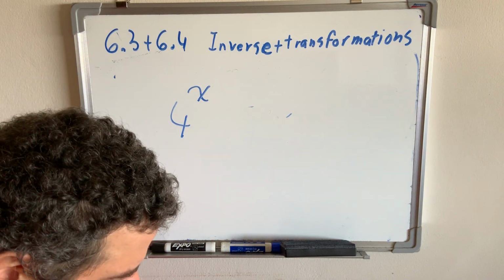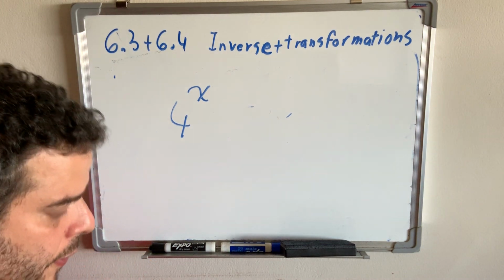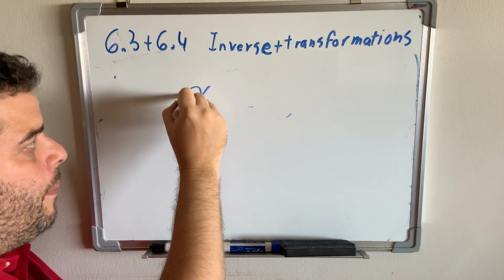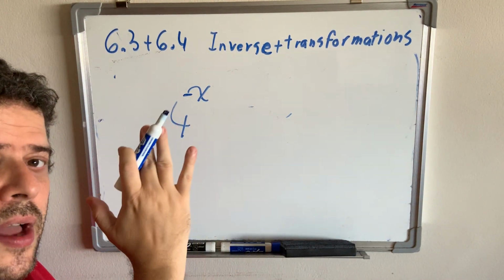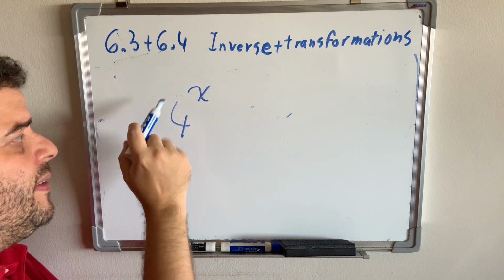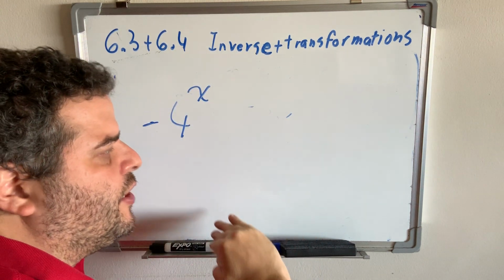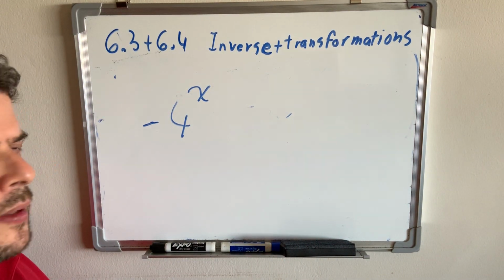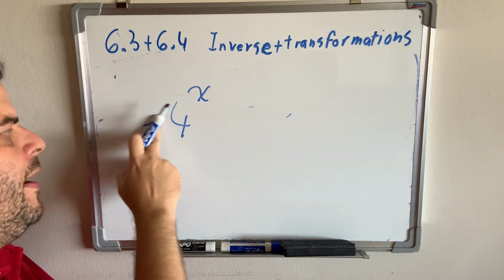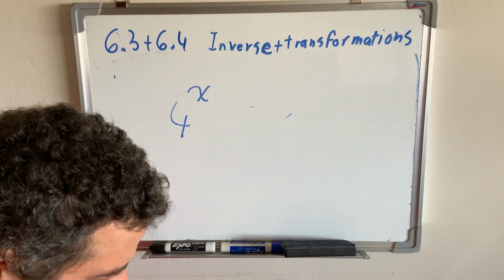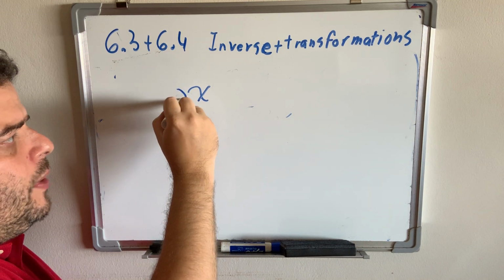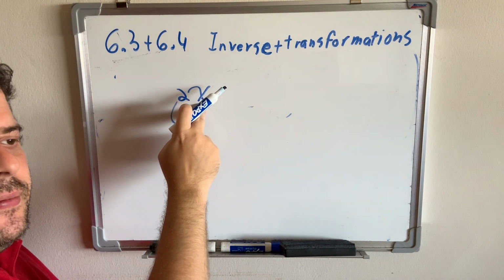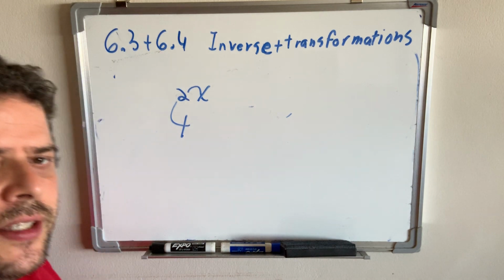Now let's go over reflections. When applied directly to the x, it's reflection across the y. When it's applied to the term, it's reflection across the x. Just like every other parent function. And also horizontals. When a value is multiplying my x, it's a horizontal transformation.